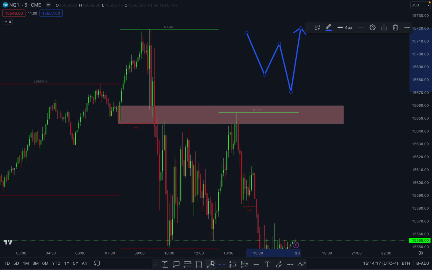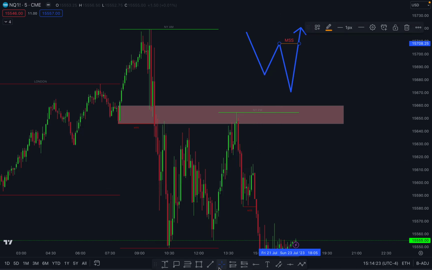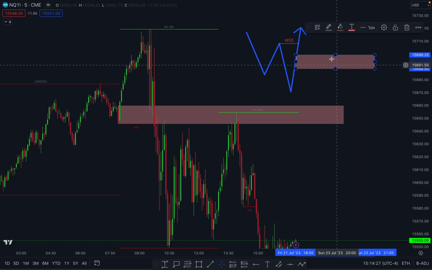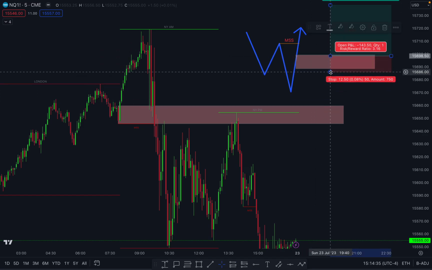There's your MSS over here, right? This is a bullish MSS. So what would you look for next? Again, same model we always do and we will use for the rest of our life. A fair value gap: we wait for the price to retrace back into it, we take our long, just like that, and boom, you target the liquidity.